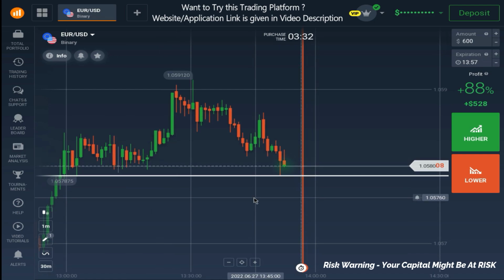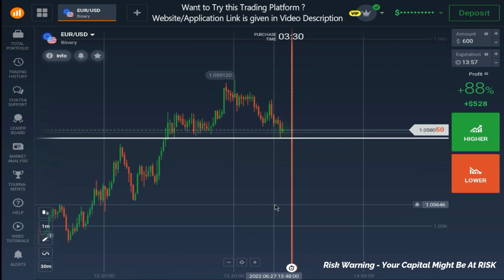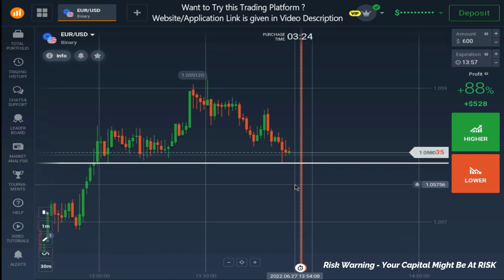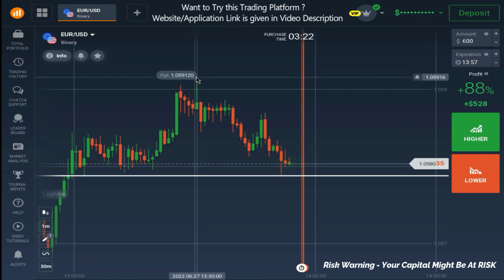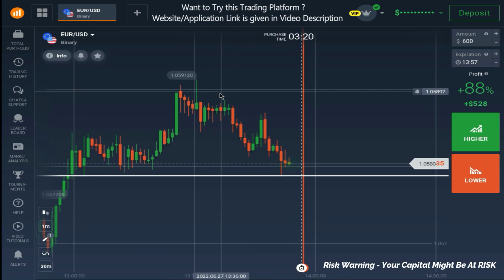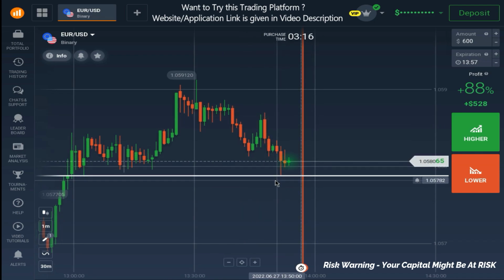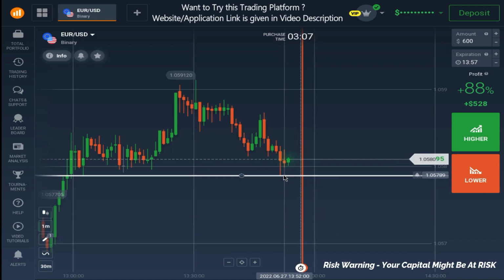The setup is simple. We are targeting to trade in the downward direction once there is a breakout with a good candlestick confirmation. We also focus on the price action, and as you can see, this is the high, this is the low, this is the lower high, and this is the lower low, lower high and lower low. So market is creating a price action which shows clearly that market is forming a minor downtrend.